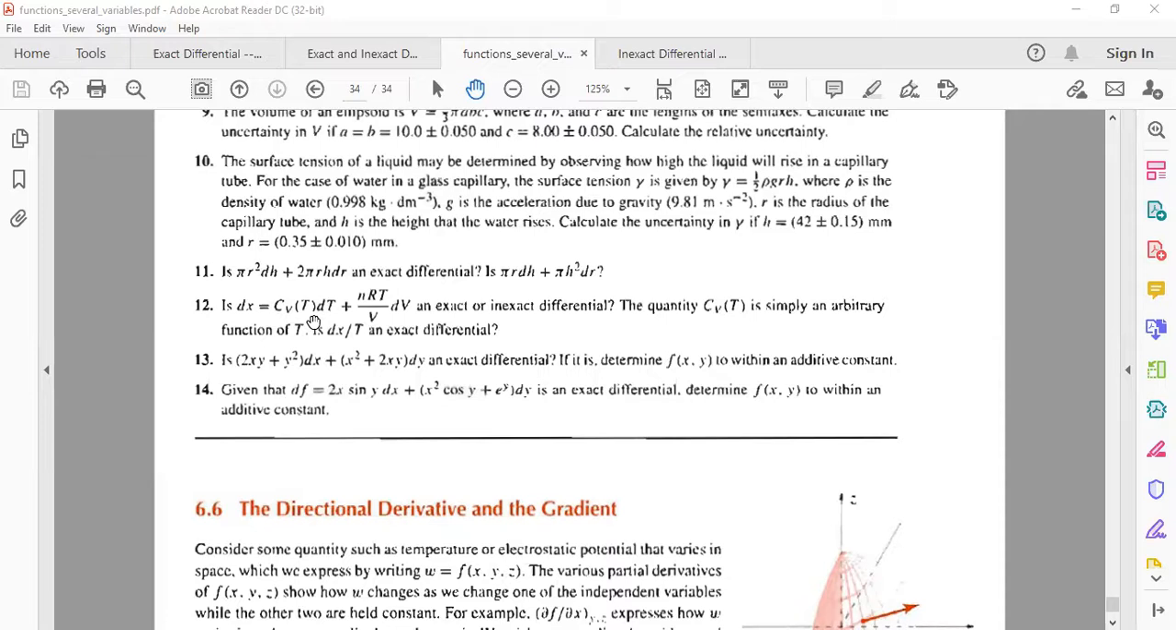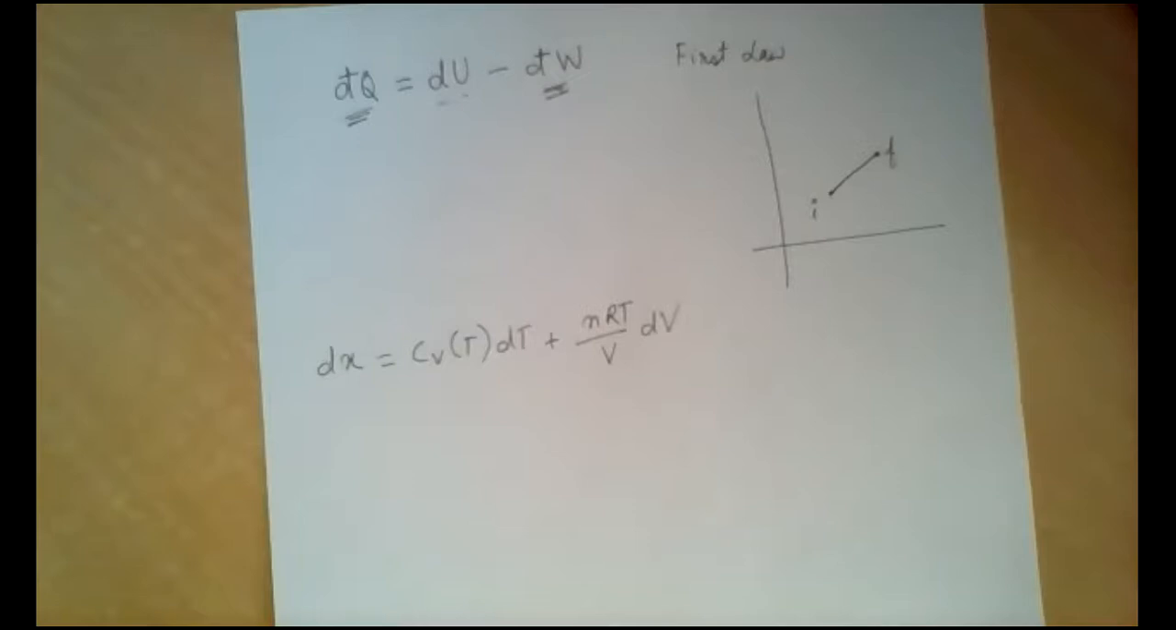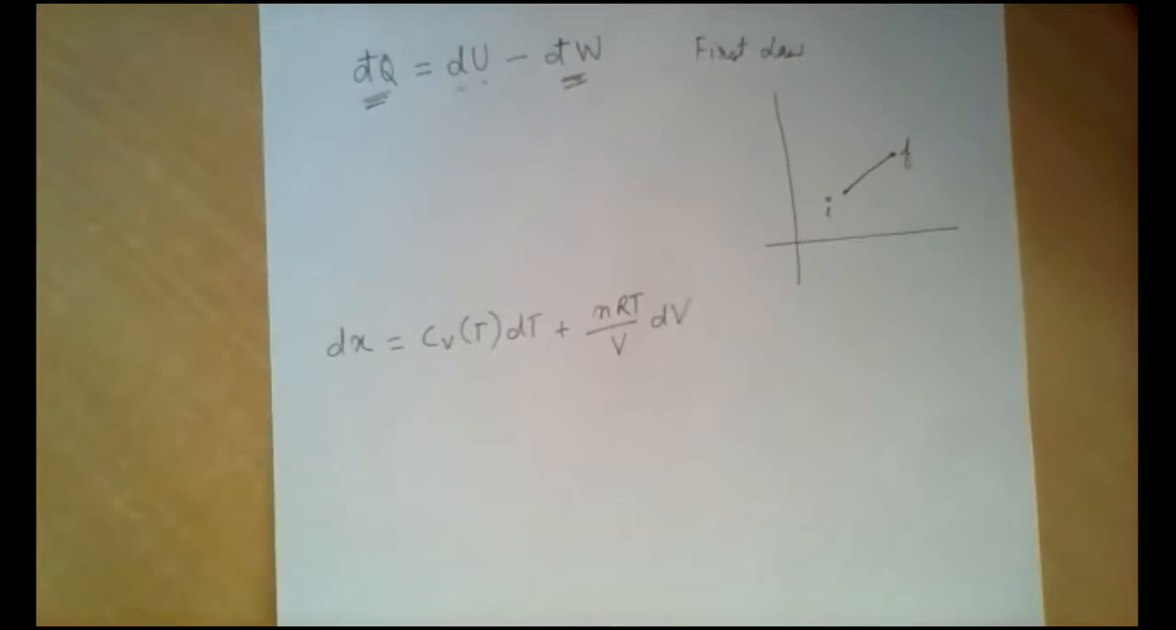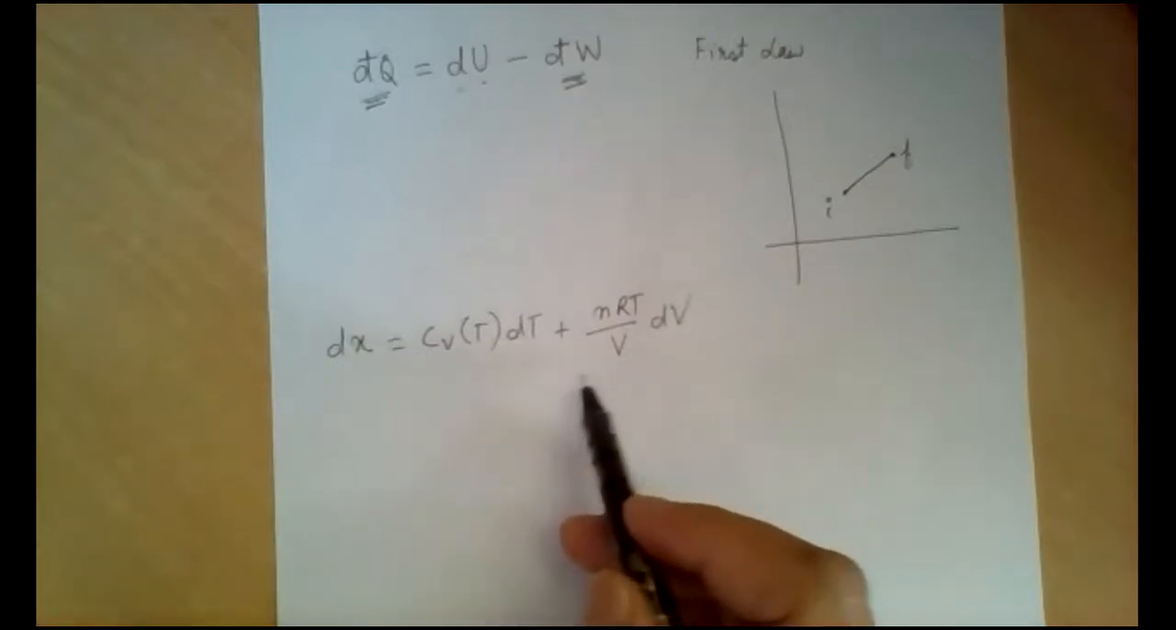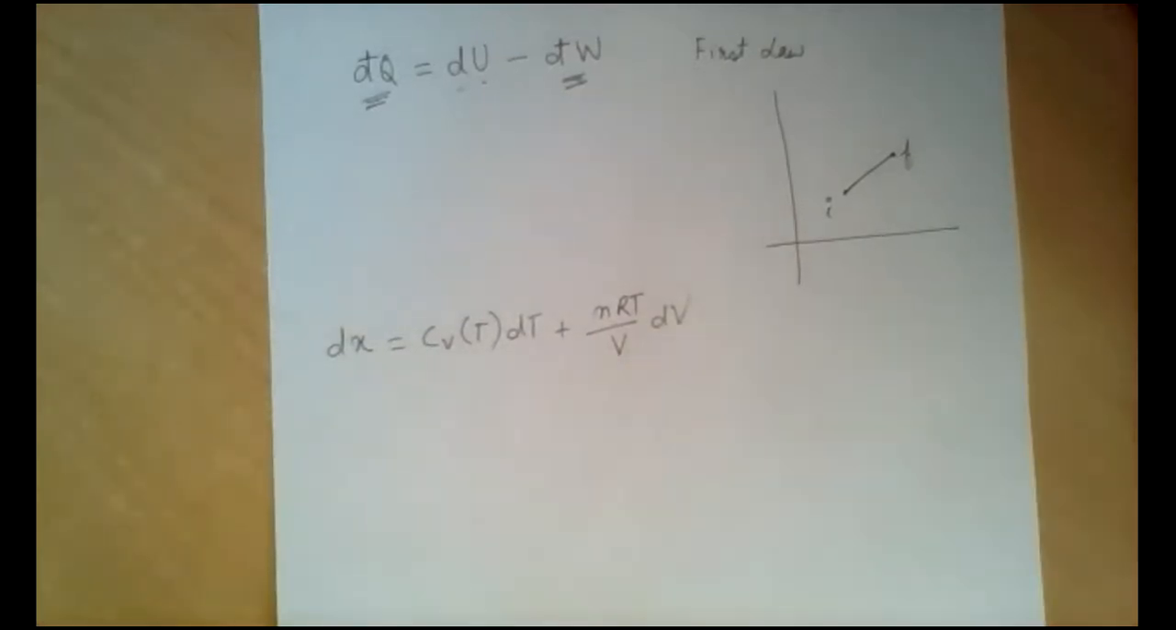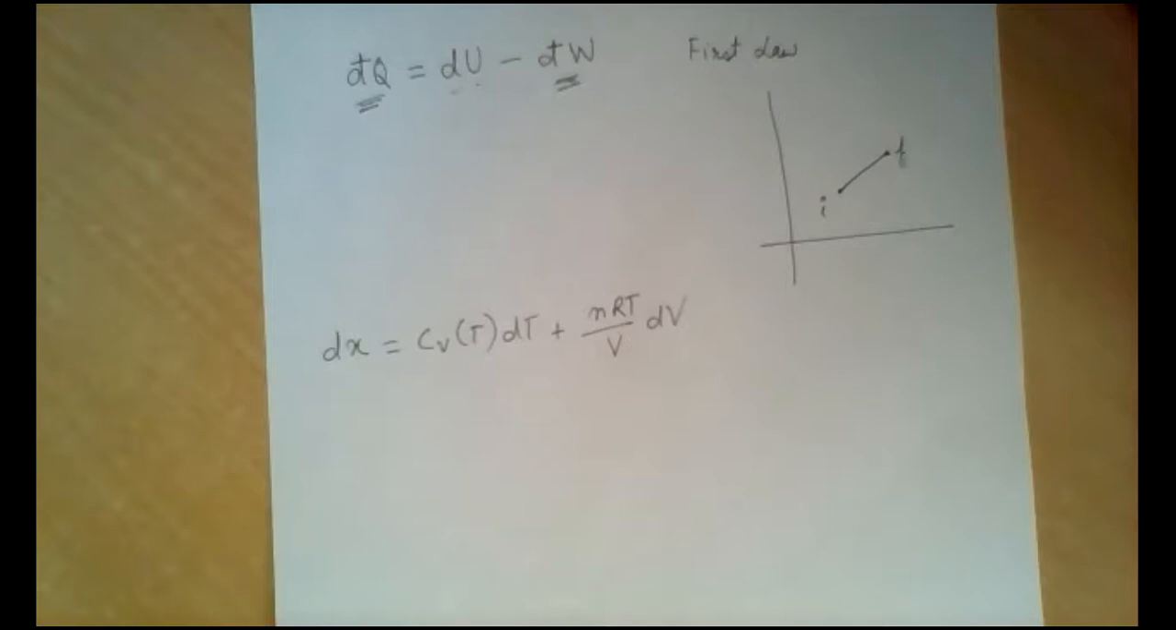So let us consider this example. Here dx equal to CV(T) dT plus nRT by V dV. This is the expression. The question is: is this an exact differential?